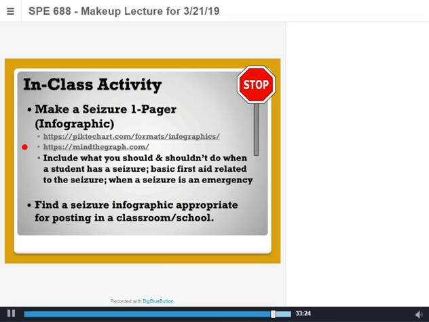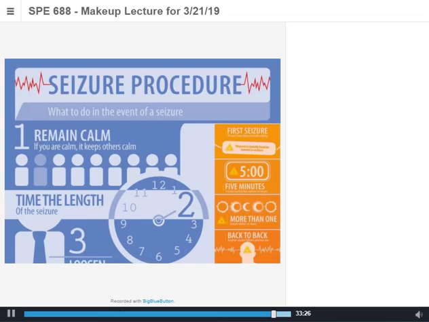An infographic is just a visual representation with some words. So this is an example, and you have the whole thing in your handout. It's just kind of a graphical way to give a lot of information, and it tells you what to do in the event of a seizure. This is really nice, I think, to have in every classroom.